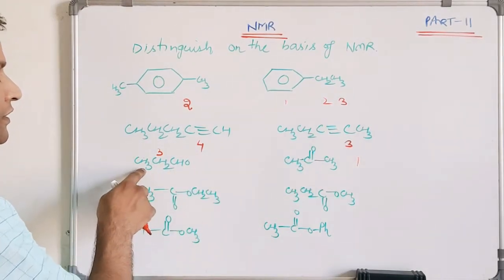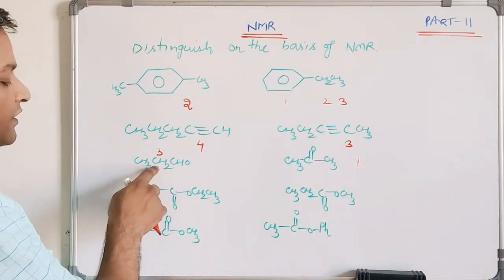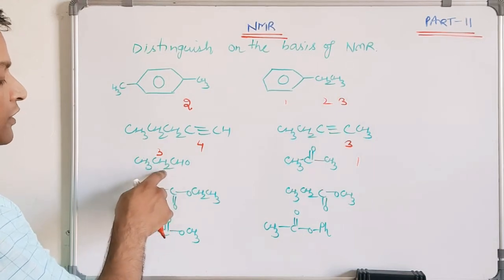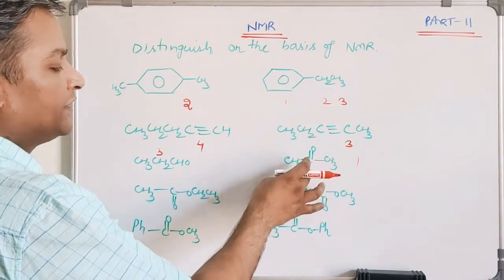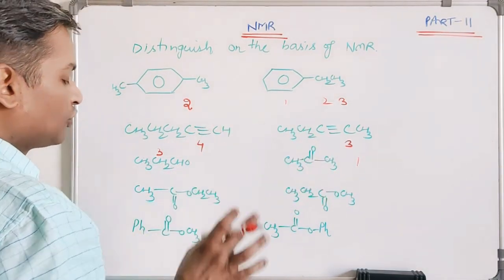Nature of peaks: triplet. It has 1, 3 and 4. Then a pentet, and it will show you a triplet. The other will show you only a singlet. So these can be easily distinguished on the basis of NMR spectroscopy.